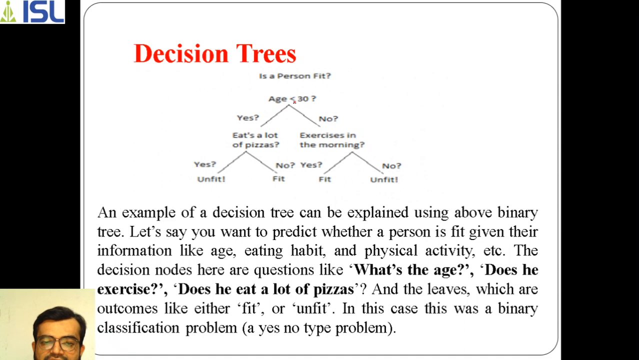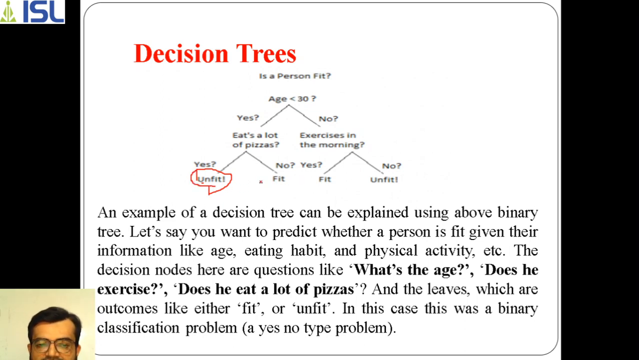So here is a sample. If you observe this, you have an age: if it is less than 30, then it is yes, and if it is greater than 30, then it is no. This is how we determine whether a person is fit or not. In that case, if the person is less than 30, there is a case of eating a lot of pizzas. If it's lots of pizza, it's not healthy, so ultimately you will get the return value as unfit.